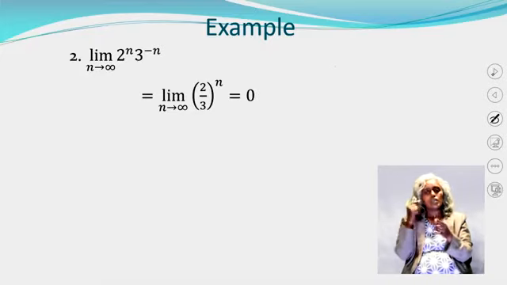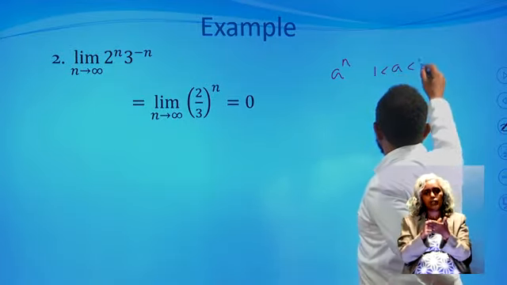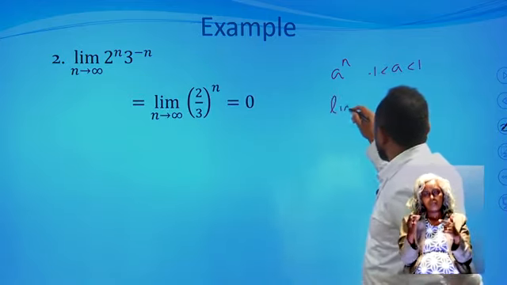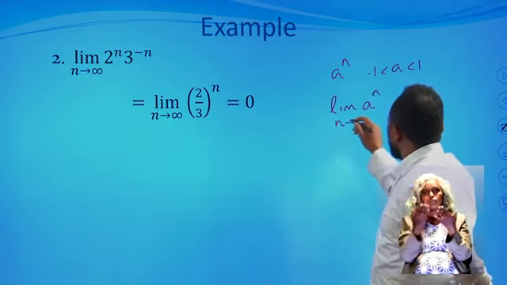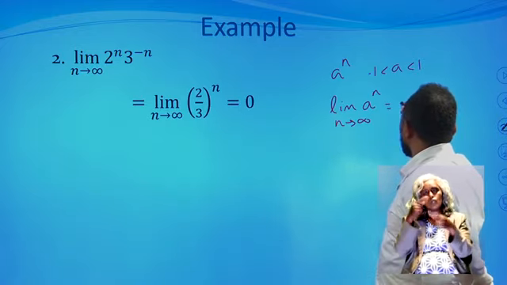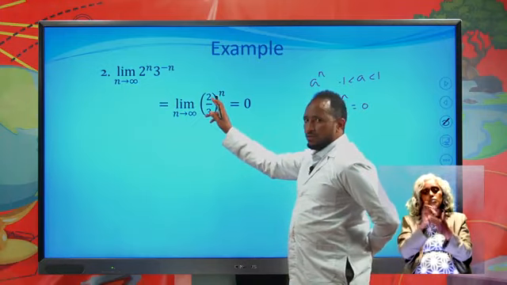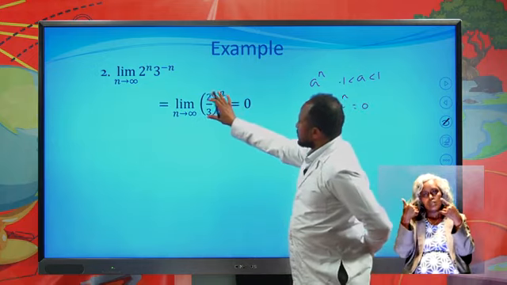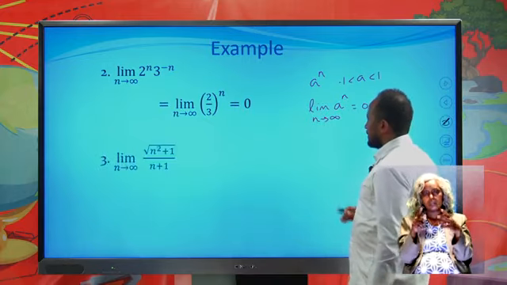Or in other words, if a to the power of n, where a is between 1 and negative 1, the limit of a to the power of n when n goes to infinity always goes to 0. Using this concept, here this number is between 1 and negative 1. So the limit of this sequence goes to 0. Now let's see the third example.